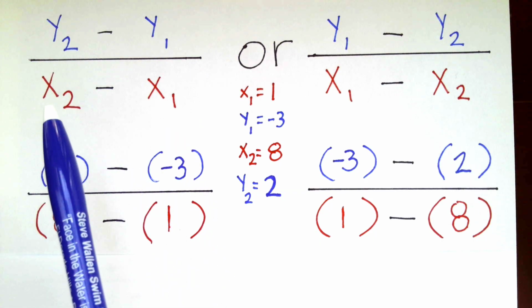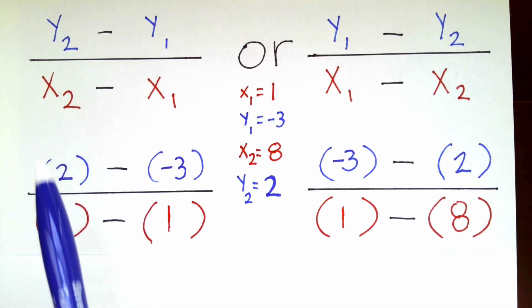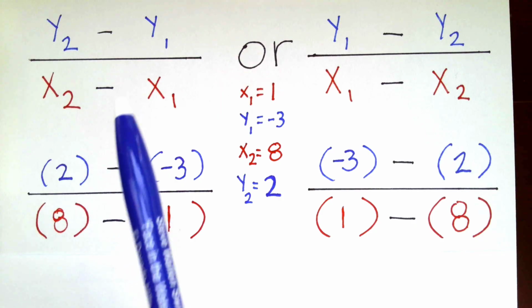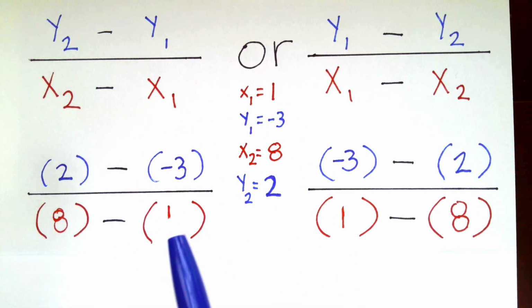Let's go to the denominators. x2. What's my x2 value? It's 8. So where I see x2, I'm going to substitute an 8. Minus minus my x1. x1 value is 1. I'm going to substitute a 1 where I see the x1.